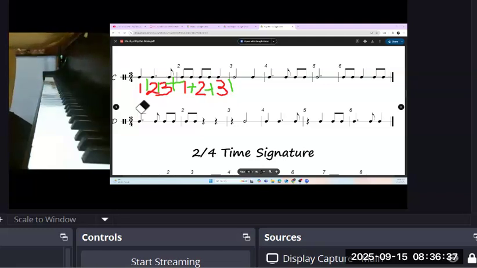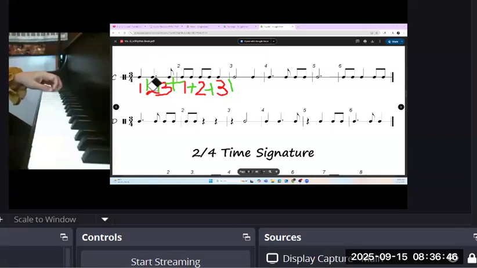At 55. 1 and 2 and 3 and 1 and 2 and 3 and 1 and 2 and 3 and 1 and 2 and 3.